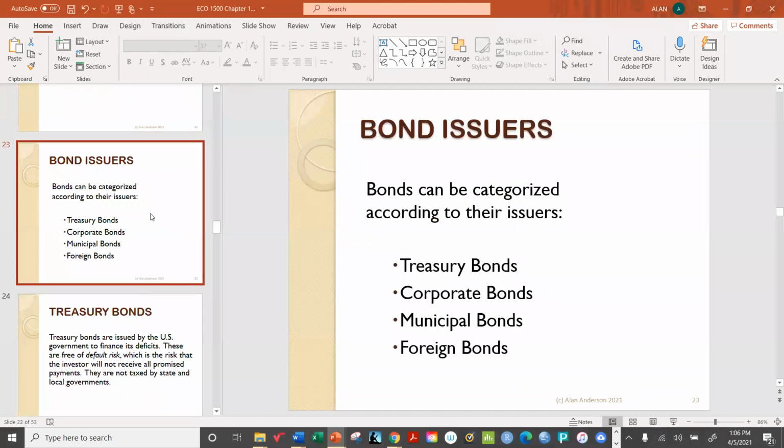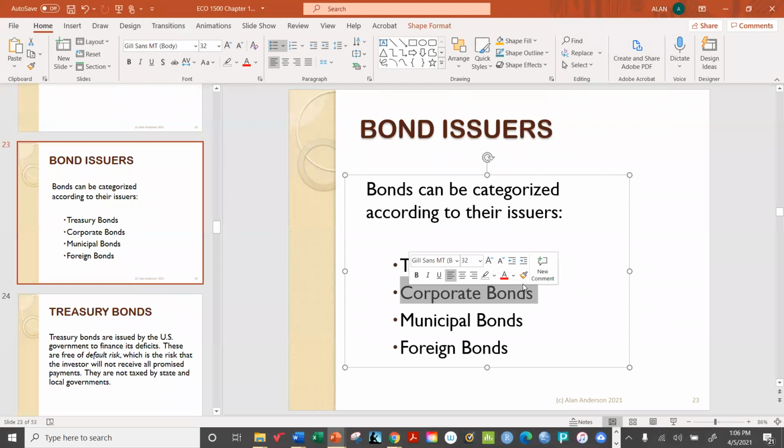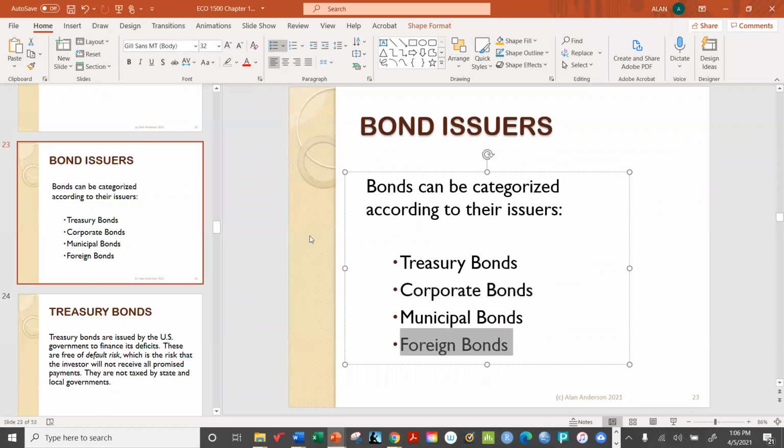So who issues bonds in the United States? The U.S. Treasury Department issues a lot of bonds to cover their deficits. They're massive deficits. Corporations, U.S. corporations issue a lot of bonds. Municipalities, which are city, state, and local governments. And then finally, we often see foreign bonds in the United States issued by either foreign governments or foreign corporations.